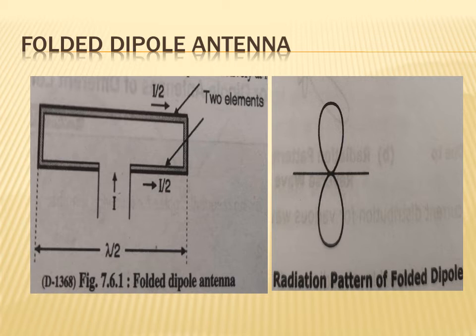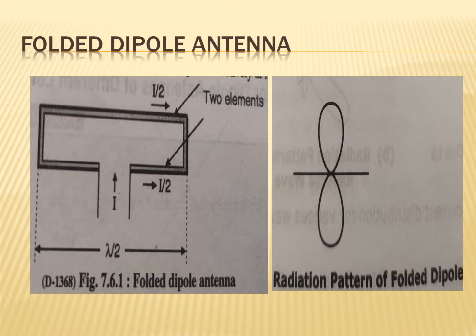This folded dipole antenna is a type of resonant antenna. It is a single antenna, but it consists of two elements. Which are these two elements? One which is fed directly, and another which is coupled inductively.